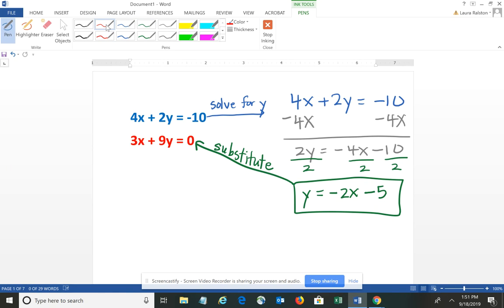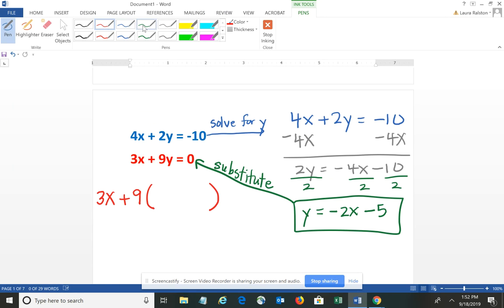So I would have 3x plus 9 times, and in place of y, I'm going to put -2x minus 5. It's just like a substitution. You substitute the equivalent, like a substitute teacher comes in place of the regular teacher, and that does equal 0. So then I have a basic algebra equation that I need to solve for x in this case.